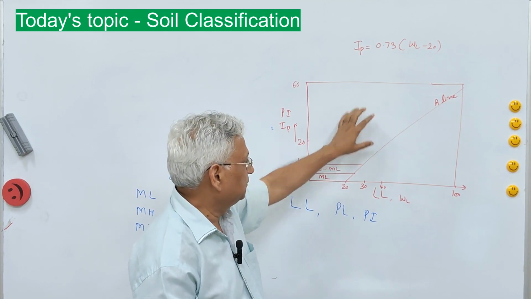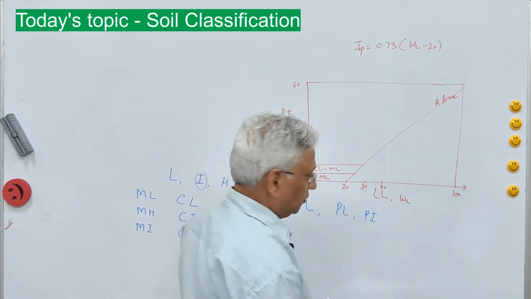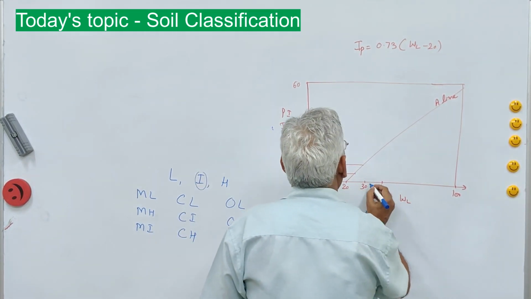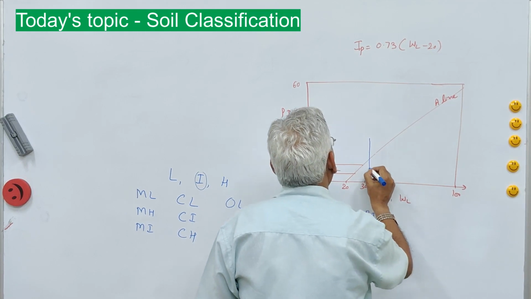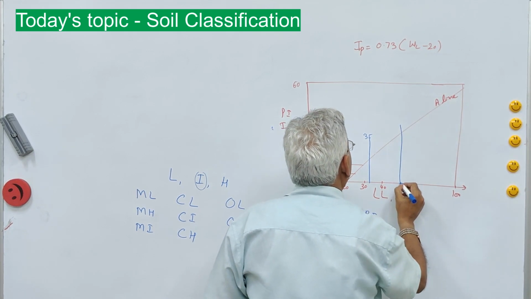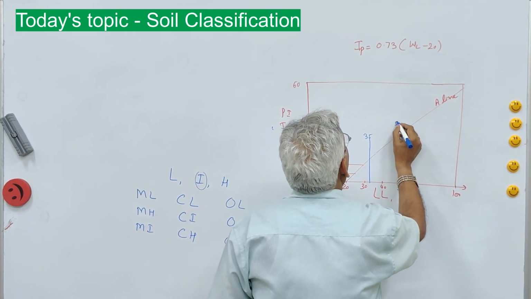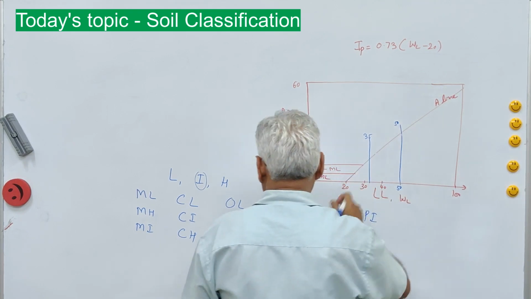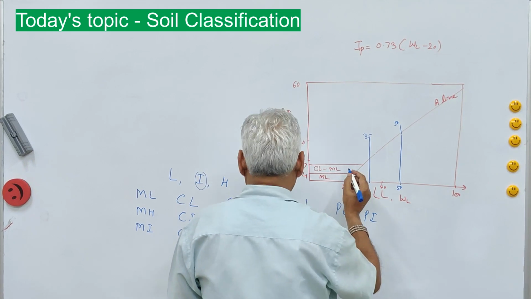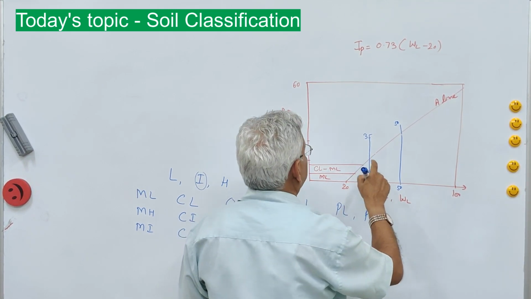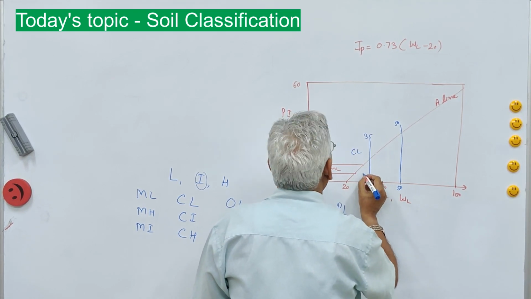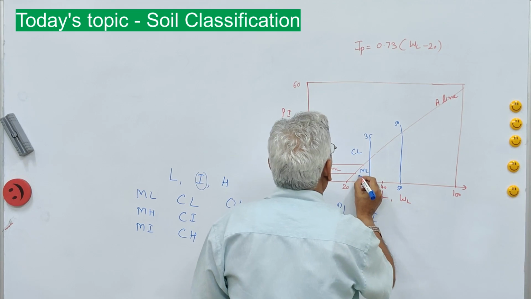Now, here I would put 2-3 limits: the liquid limit is less than 35, or 50 here, this is 50, or more than 50. If the liquid limit is less than 35, then it is in the group of L. Okay, so this is what we call CL, and here what we call ML or OL.